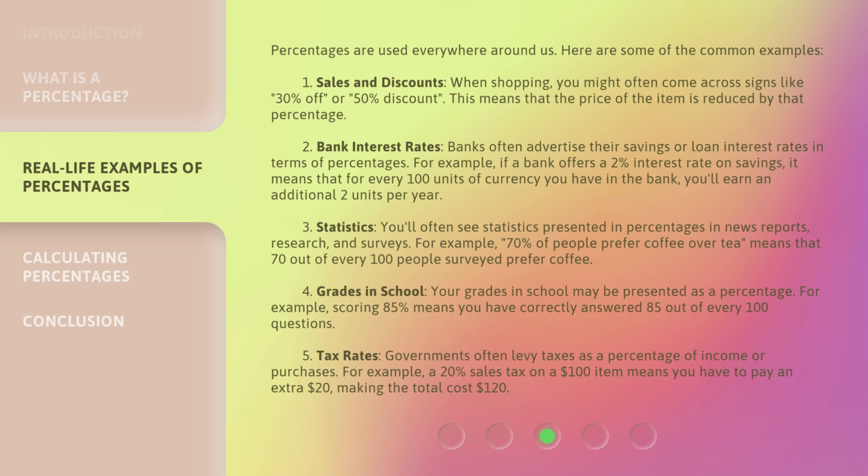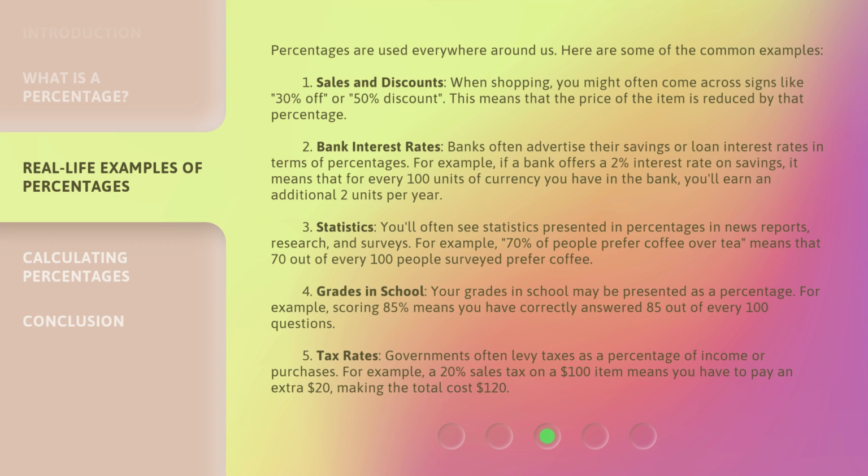3. Statistics. You'll often see statistics presented in percentages in news reports, research, and surveys. For example, 70% of people prefer coffee over tea, means that 70 out of every 100 people surveyed prefer coffee.